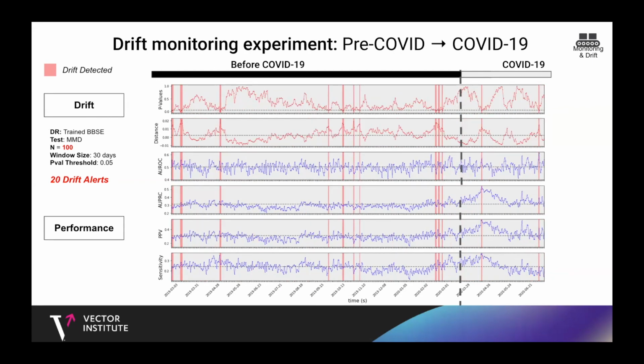And so when we lower the number of patients we're using for the statistical testing, we're actually seeing a lower sensitivity. So it is important how many patients, or how many data points, are being used in the drift detection.